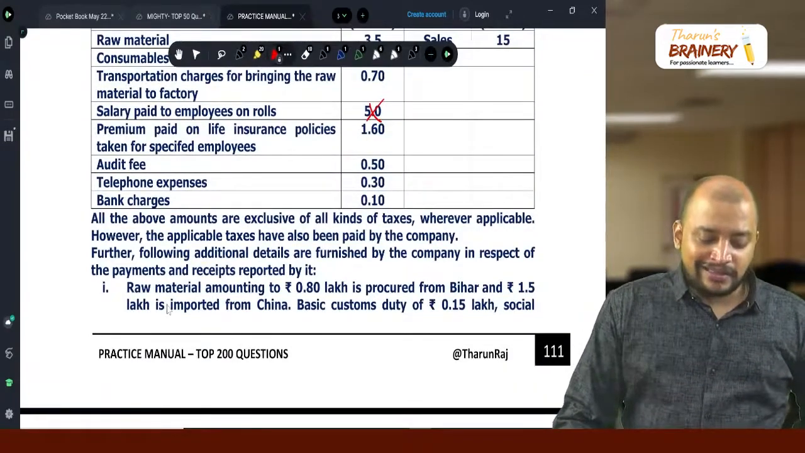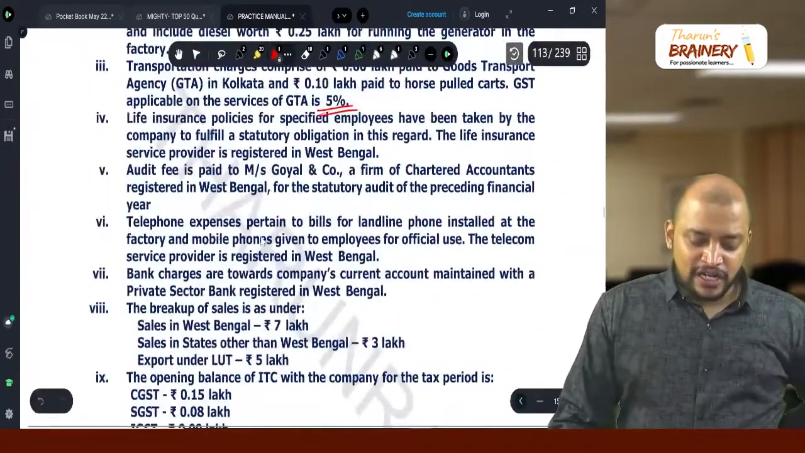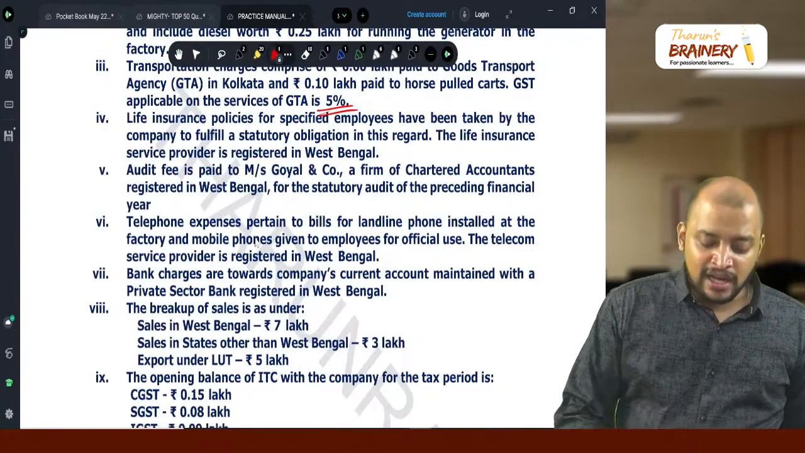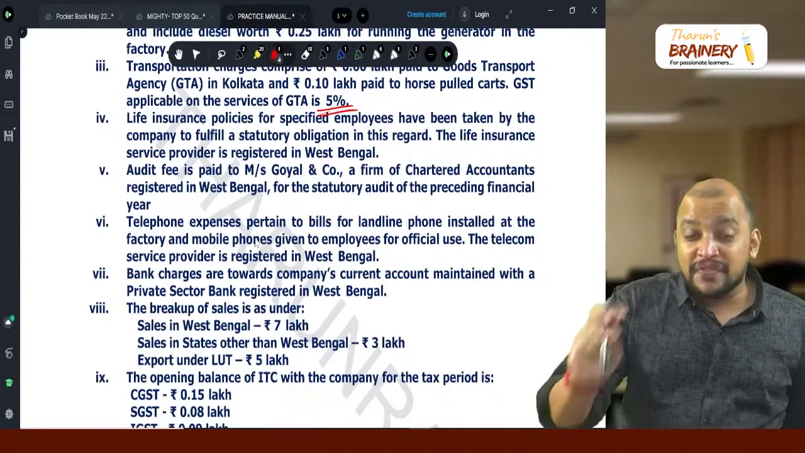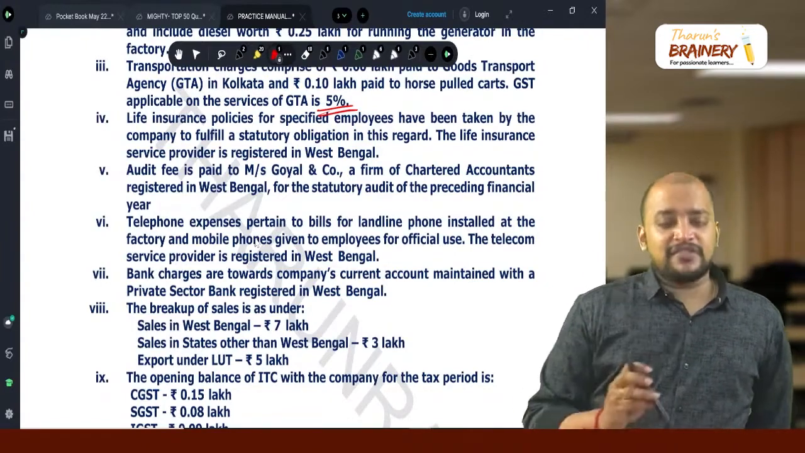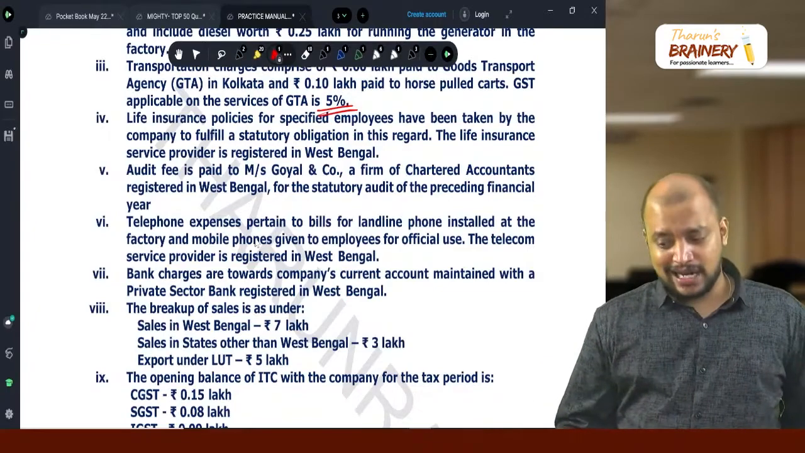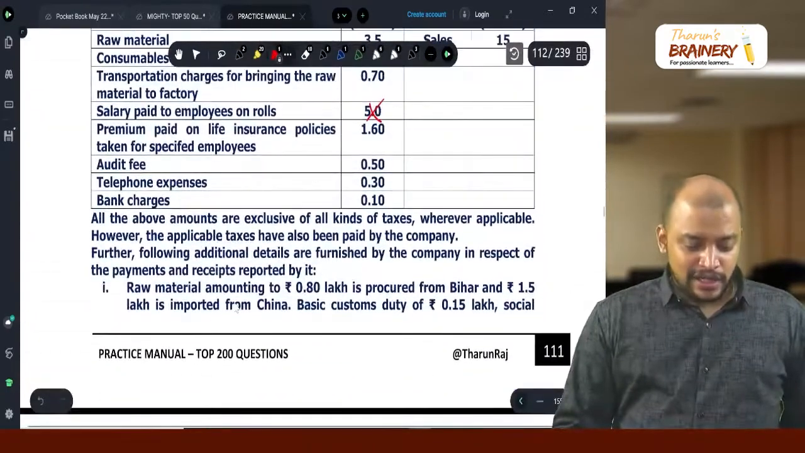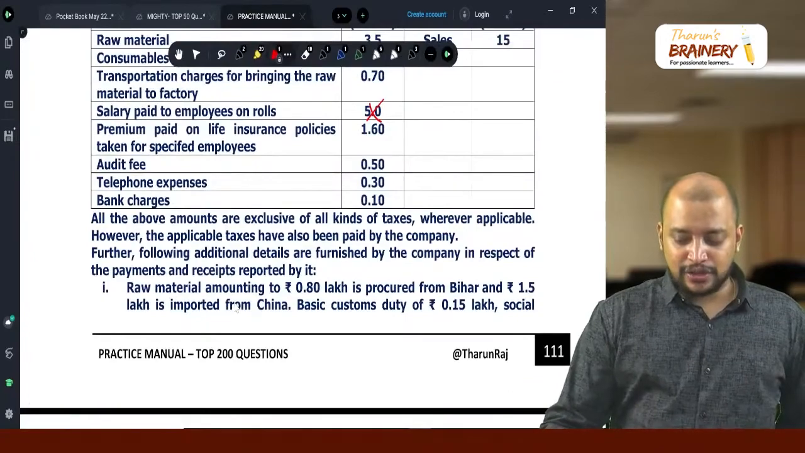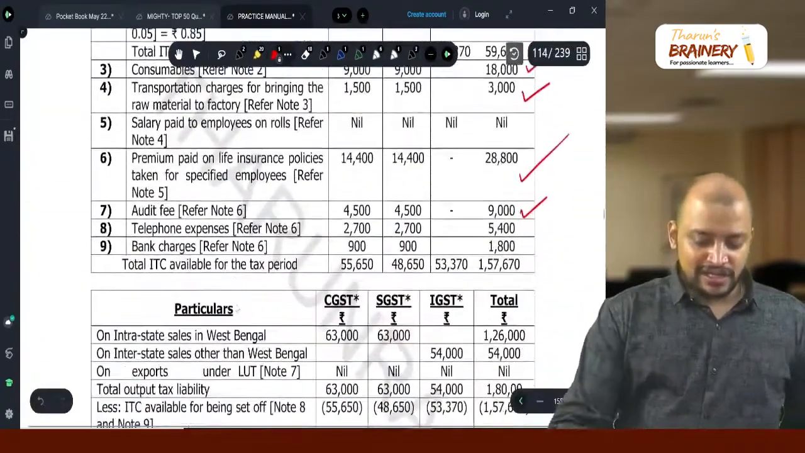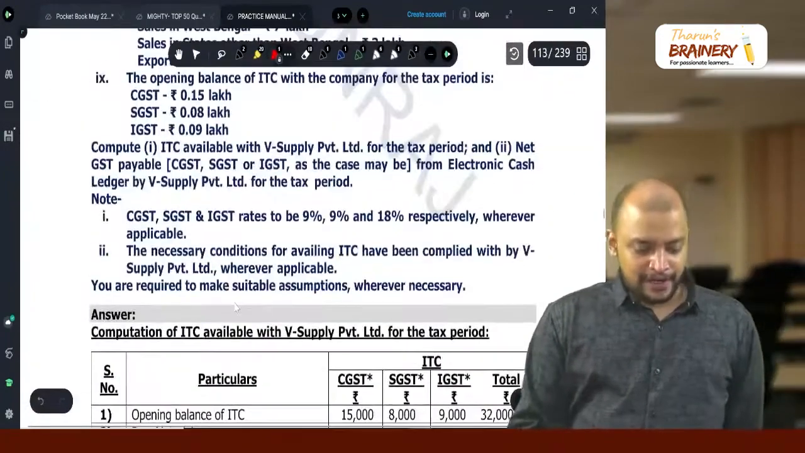Okay. Then the next number is telephone expenses. Telephone expenses 30,000. Telephone expenses pertain to bills for landline phone installed at the factory and mobile phones given to employees for official purpose. The telecom service provider is in West Bengal, so intrastate. And what will be taken? CGST, SGST. So 30,000 into 9%, 2,700 and 2,700, 5,400.